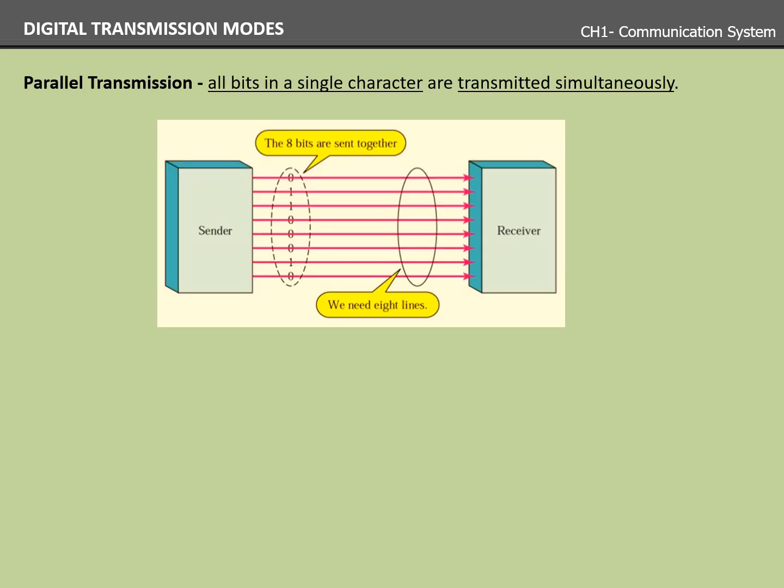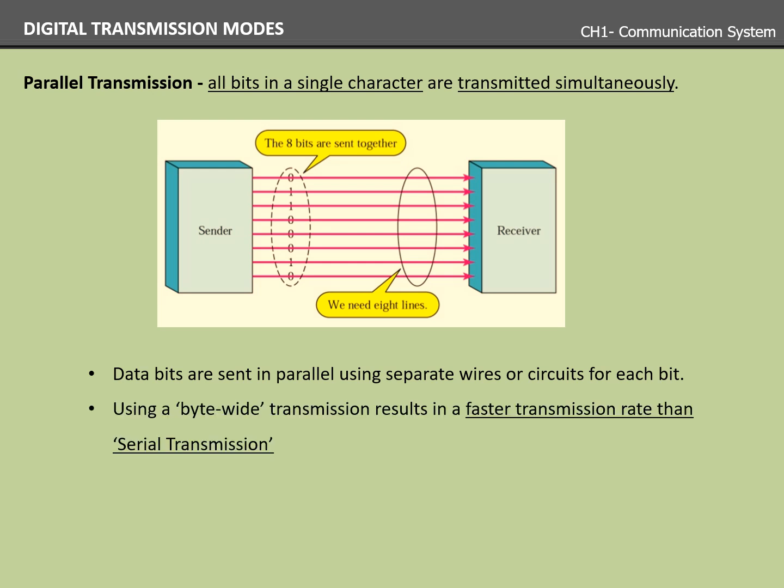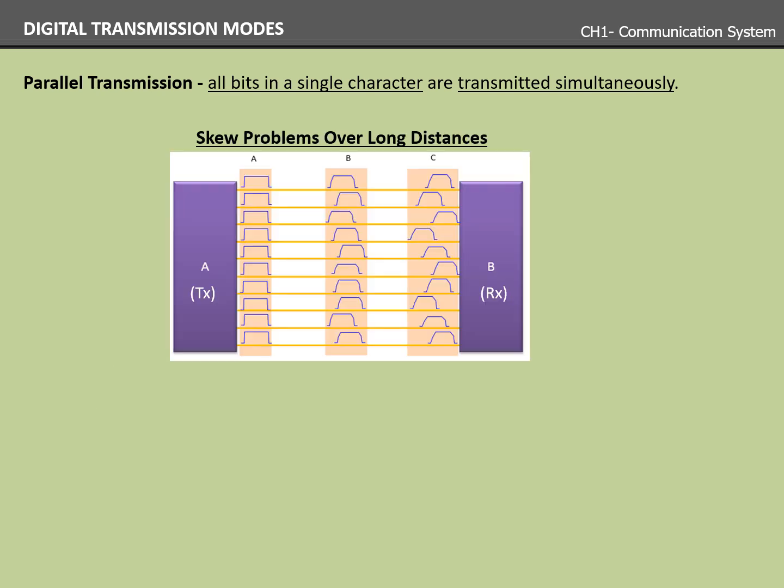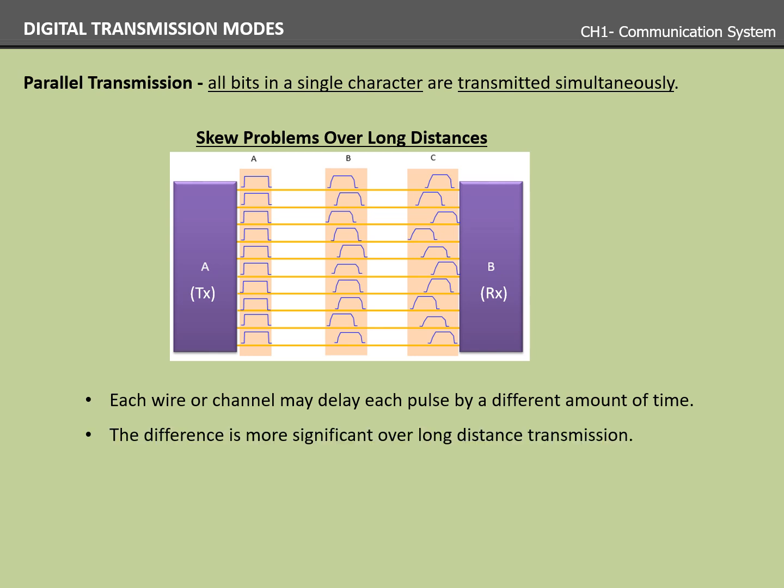Let's start with parallel transmission. The data bits are transmitted using separate wires or circuit for each bit simultaneously. By using byte width transmission, theoretically it is faster than serial transmission. However, it has a skew problem for long-distance transmission. Each wire may delay the data pulse with a different amount of time. The difference becomes more significant over longer distance. Due to the skew problems, it is not suitable for long-distance transmission.